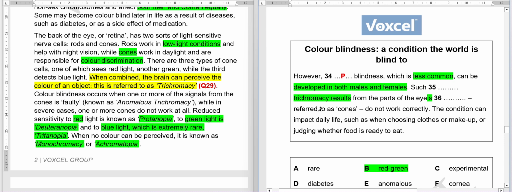Such dash trichromacy results from the parts of the eyes referred to as cones. Yeah, we have. Let's change the color. We have read something about cones not working correctly. Yeah, we have also read about that. The condition can impact daily life, such as choosing. Okay, this is just the extension of this. So yeah, we have read the 35th and 36th questions in this paragraph itself. For both questions I will give you a combined 15 seconds, and your time starts now.